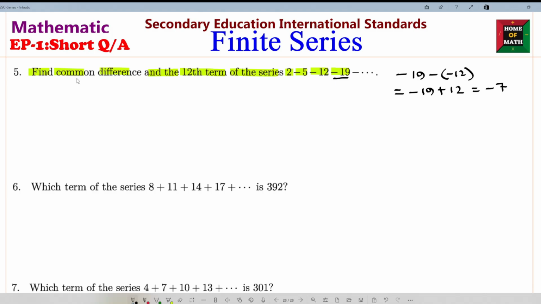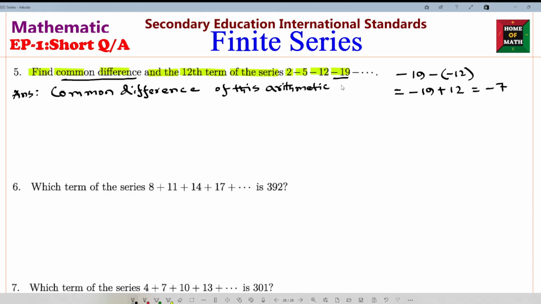So this question's answer, the common difference of this arithmetic series, is minus 7. Now we have to know about the 12th term of the series.